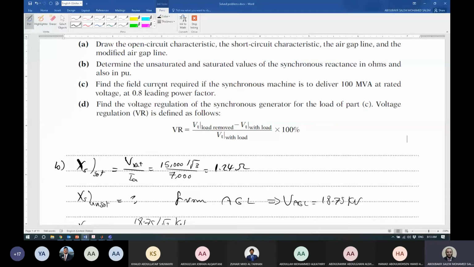Okay, so which line should we operate the machine on now يا شباب? Is it going to work on the open circuit characteristic or on the air gap line or the modified air gap line? Which line should we respect if the machine is connected to an infinite bus? Modified air gap line. This is right. So here, find the field current required if the synchronous machine is delivering 100 megavolt ampere at rated voltage at 0.8 leading power factor. So you have now the power factor and you know the value of apparent power.